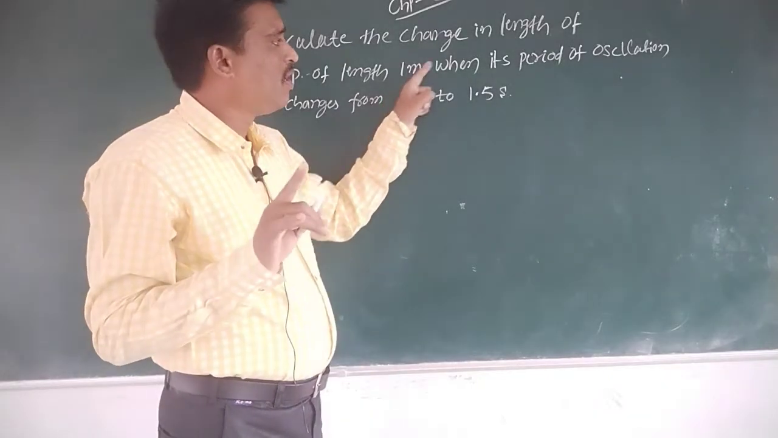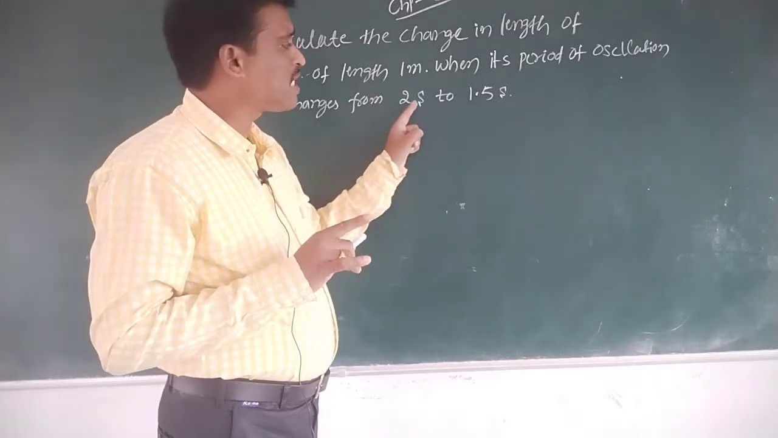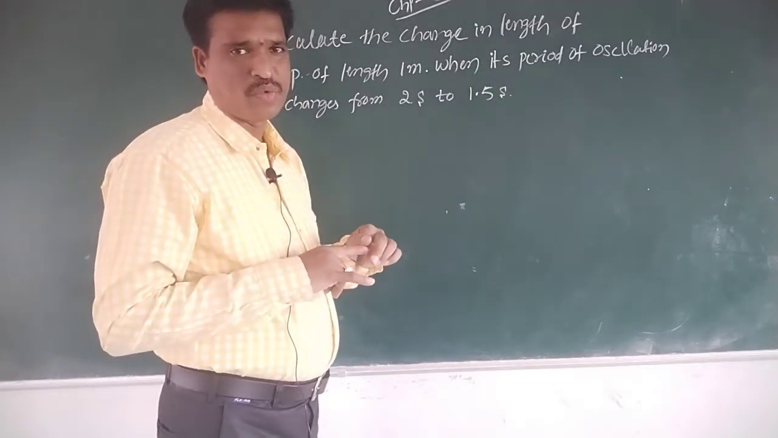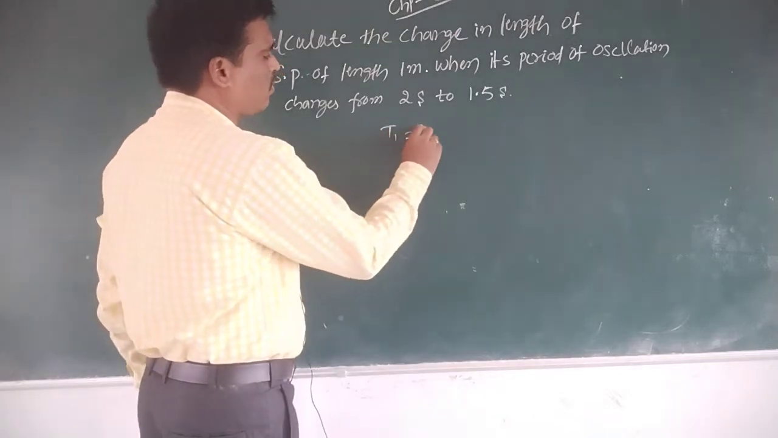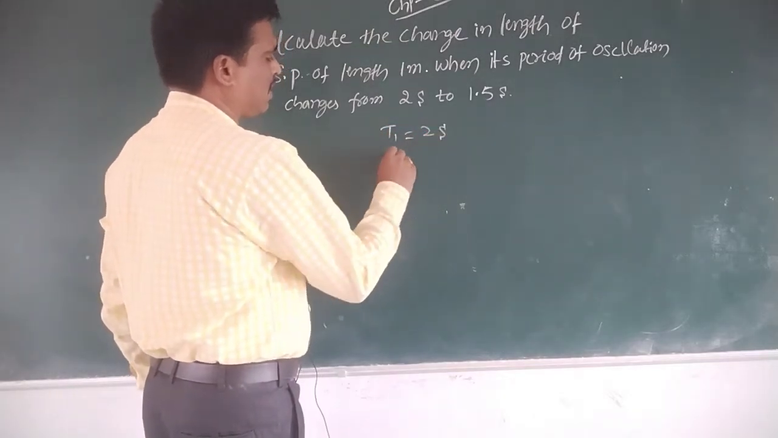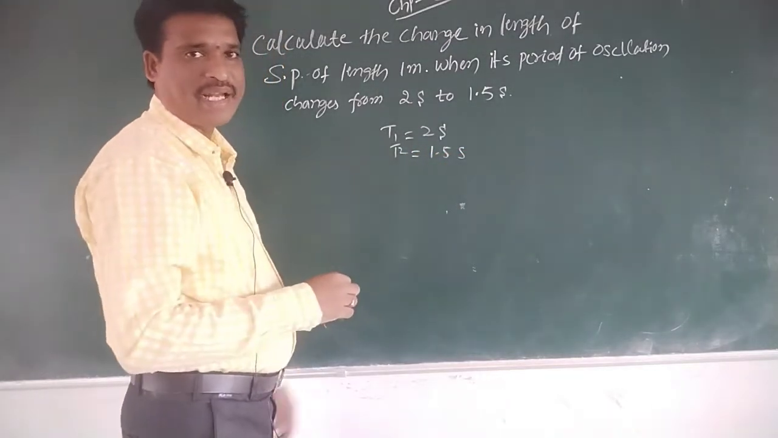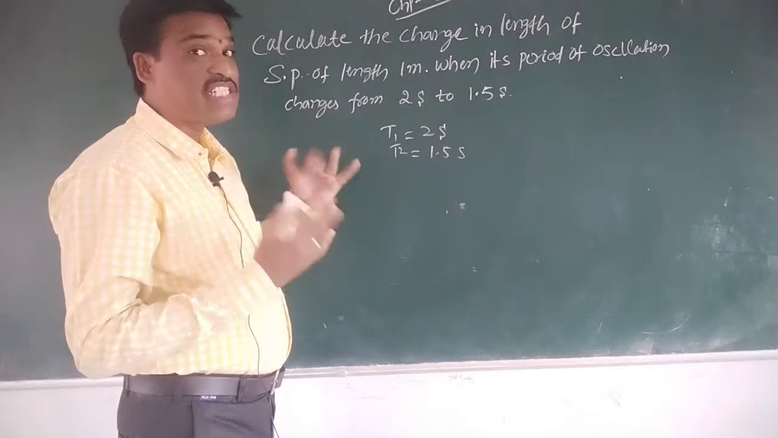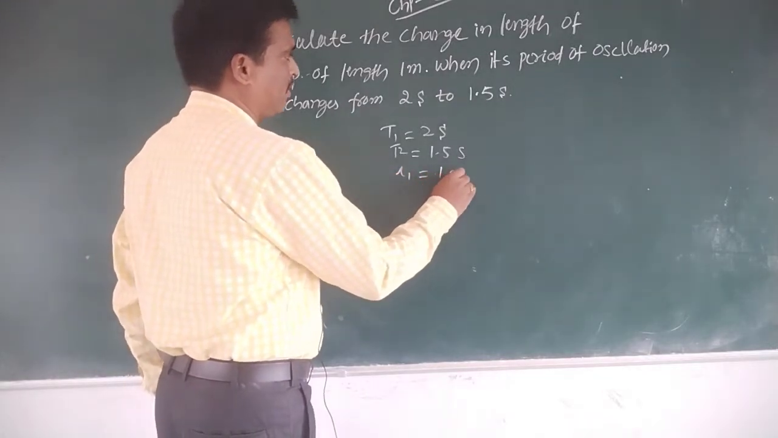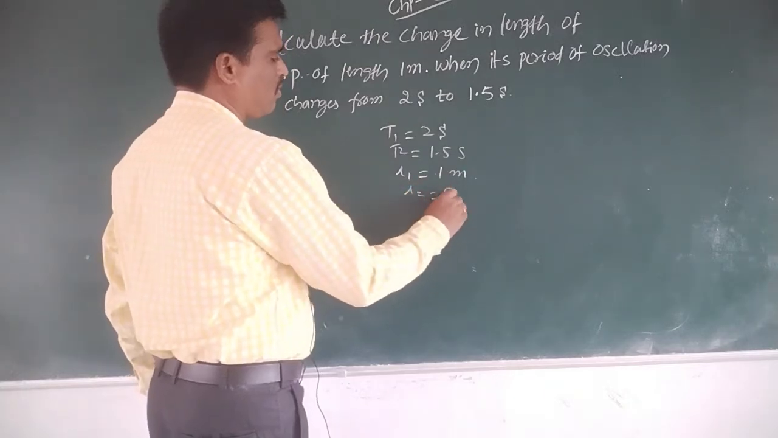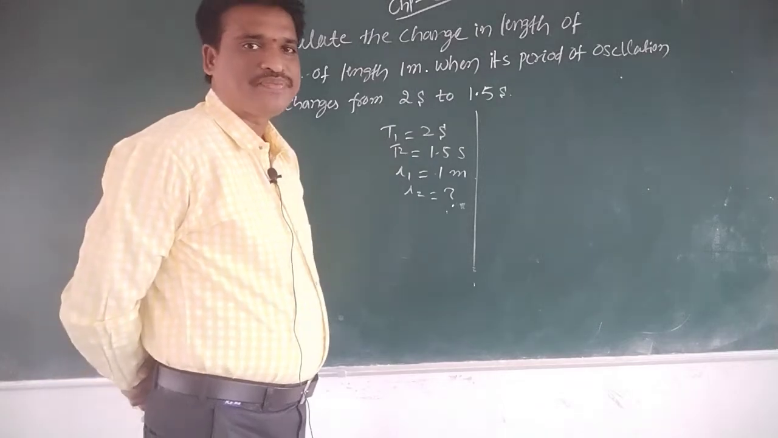1 meter, when its time period of oscillations changes from 2 seconds to 1.5 seconds. That is, T1 is equal to 2 seconds, T2 is equal to 1.5 seconds. Here the change happened. What is the initial length? L1 is equal to 1 meter. Now L2 is equal to how much? This is our problem. Clear?